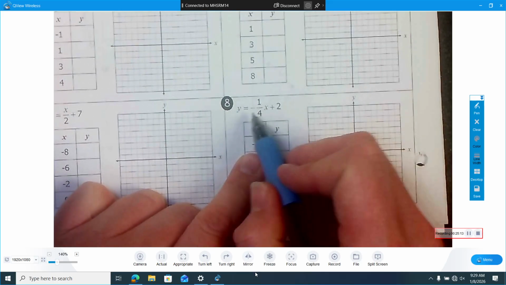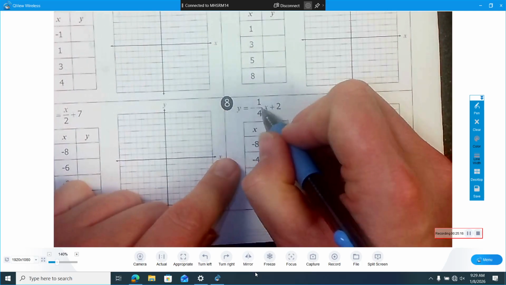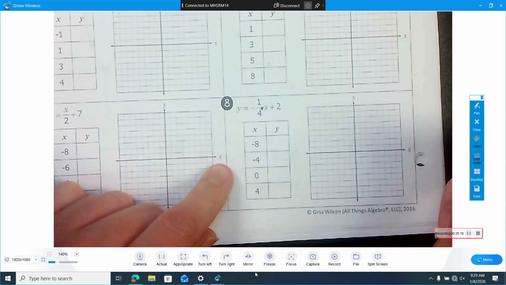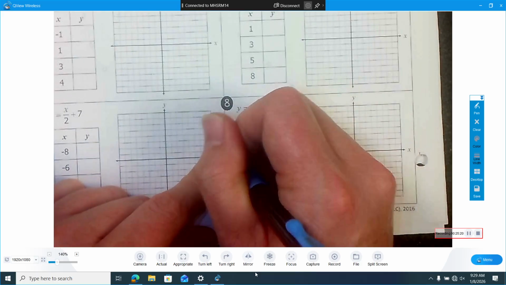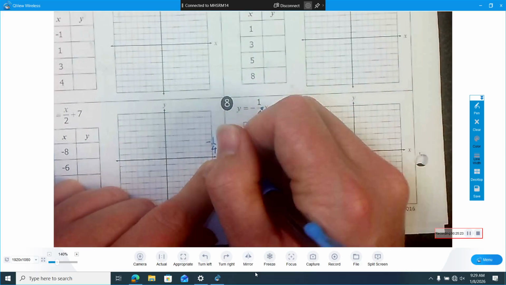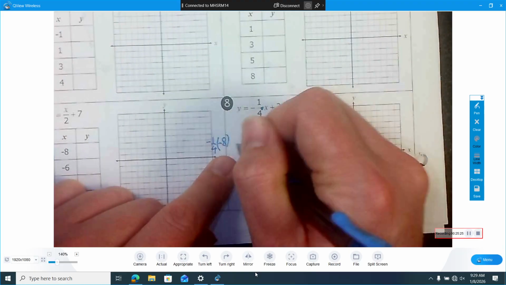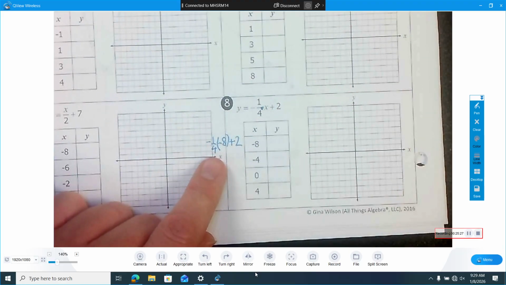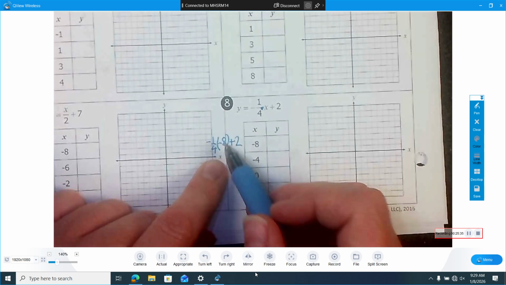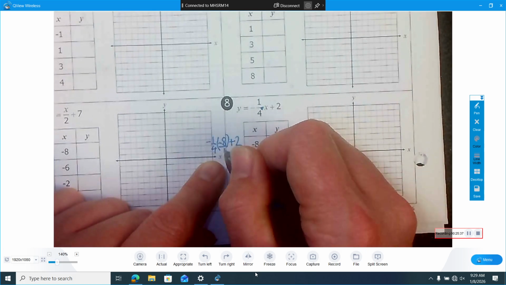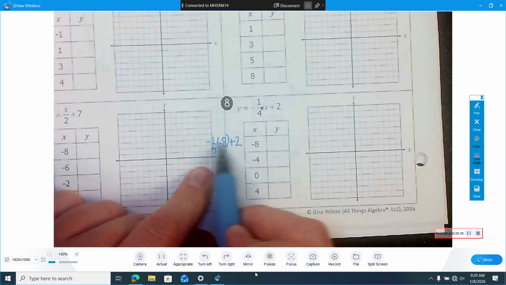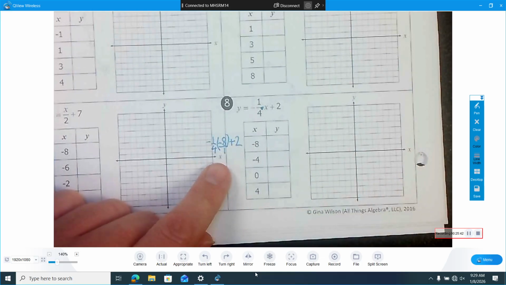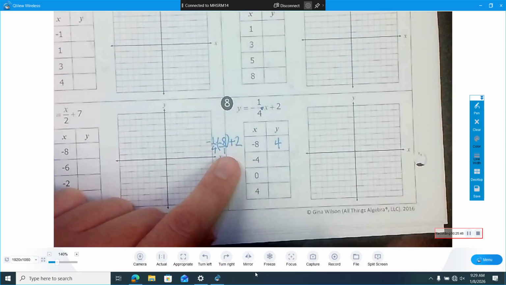All right, we have a negative 1/4 times the x. I don't know, maybe I need to write this one down a little bit. Negative 1/4, I'm plugging in a negative 8, and then I'm adding 2. What is negative 1/4 times negative 8? 2. It is just a 2. You can think about it as 8 over 1 if you want. Straight across, we would have 8 over 4, and 8 over 4 is 2. Right. So we have a 2 plus a 2, which is going to give me a 4.